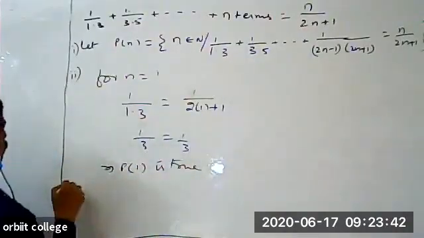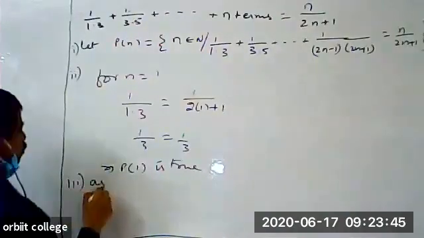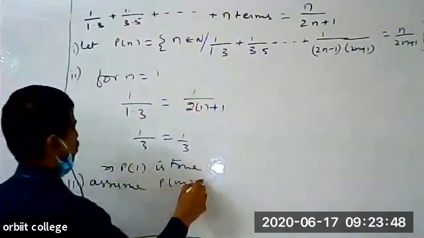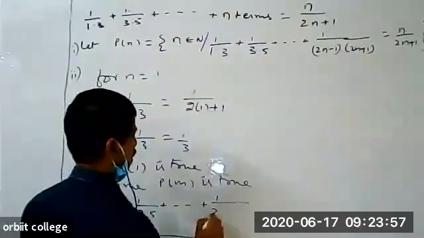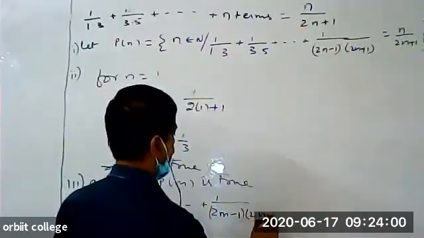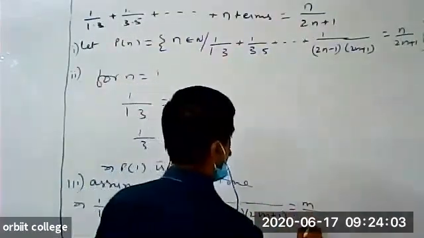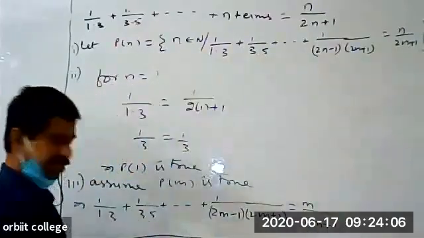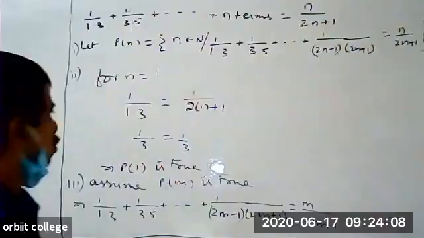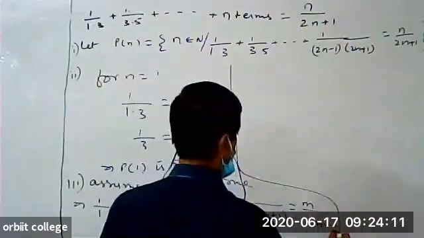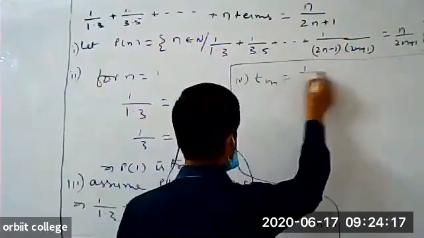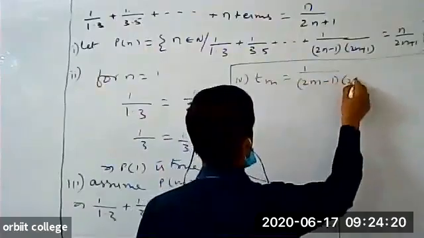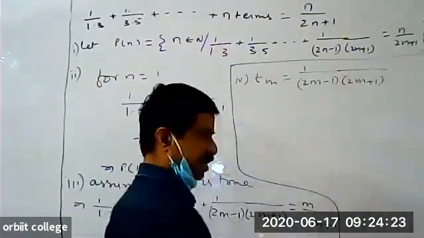Step 3: assume P of m is true. So that implies 1 by 1 into 3 plus 1 by 3 into 5 plus up to 1 by (2m minus 1) into (2m plus 1) equals m by (2m plus 1). Right? So now, step 4. What is step 4? T m equals 1 by (2m minus 1) into (2m plus 1). So now I should write step 5.